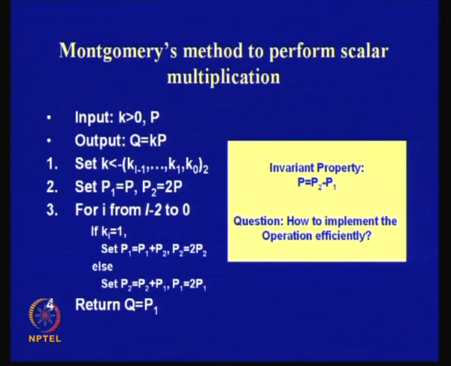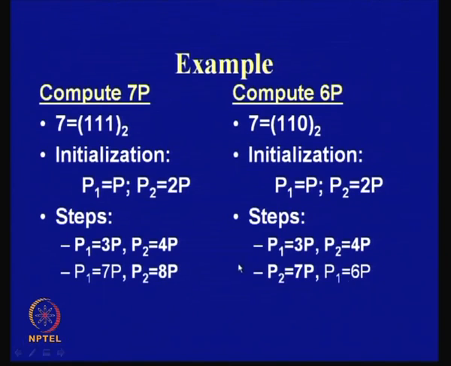Okay. So, what are the implications of this algorithm, what is the efficiency factor, how to implement these operations efficiently. First of all, let us see that indeed it computes what we want, that is the correctness of the algorithm. So, I want to compute 7p. First I choose p1 as p and p2 as 2p, as we have seen previously, and the steps are, first we start with this one.